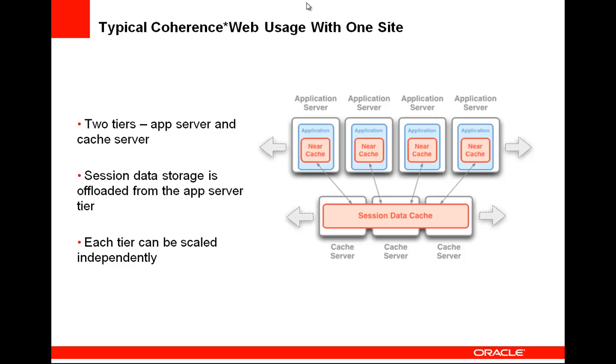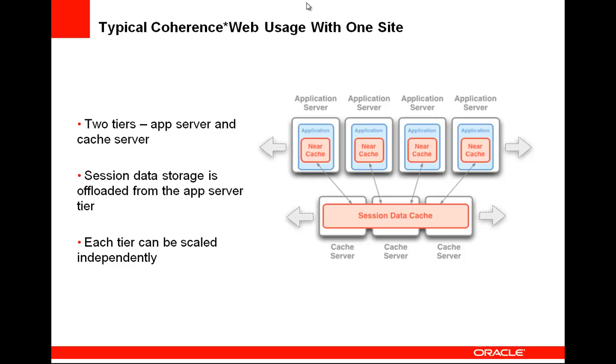So what you're seeing on this slide is a depiction of a typical Coherence Web layout where we have application servers in one tier that, instead of storing session state themselves, only have a pointer to a separate tier called the session data cache, which is made up of standalone Coherence servers, known as cache servers, and they're holding the primary copy of the session state.